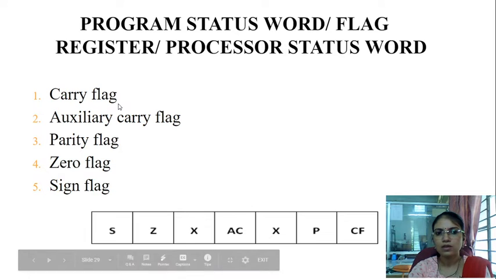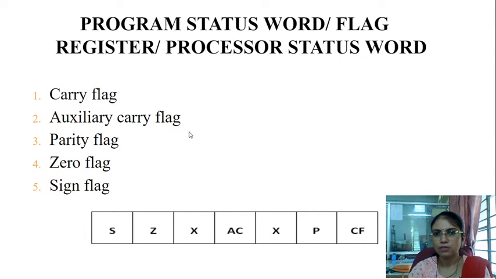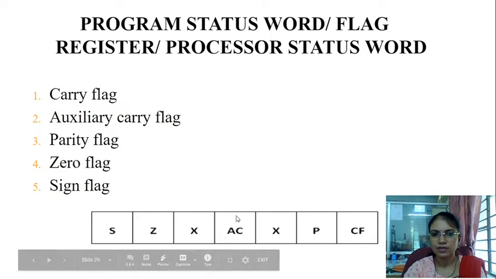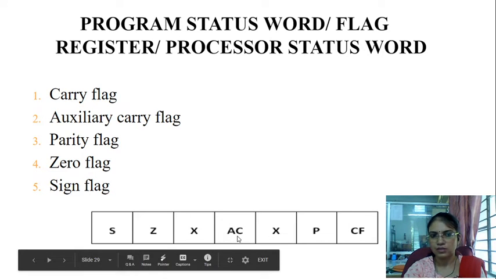The microprocessor 8085 has 5 flip-flops, 5 flags. It has 5 different flags, and the first flag is named the carry flag. The second flag is assigned as the auxiliary carry flag, and it is designated by the term AC.